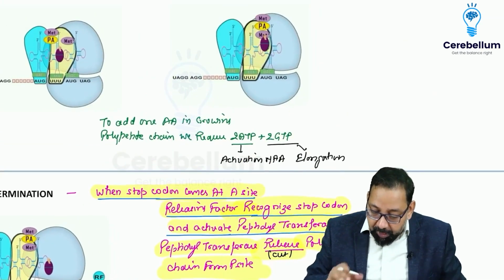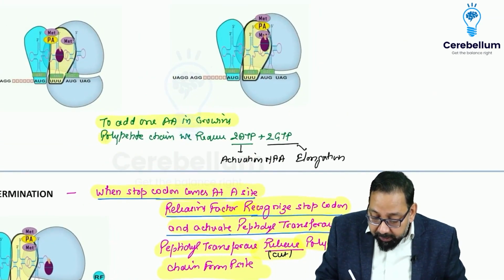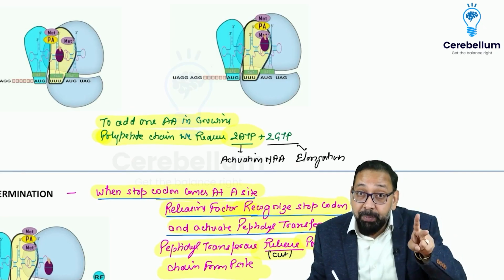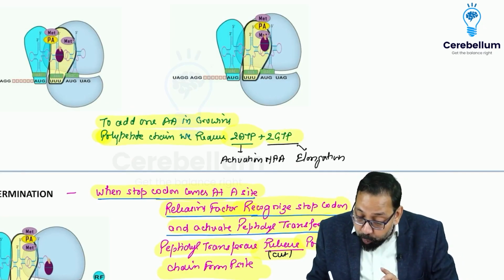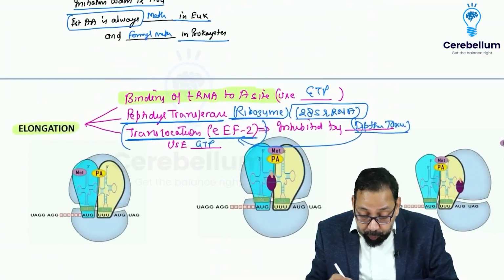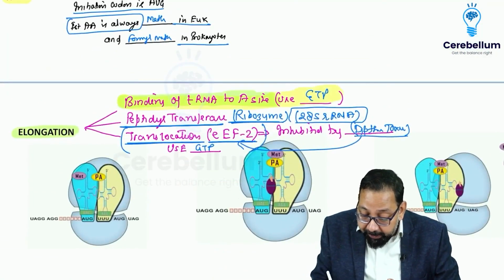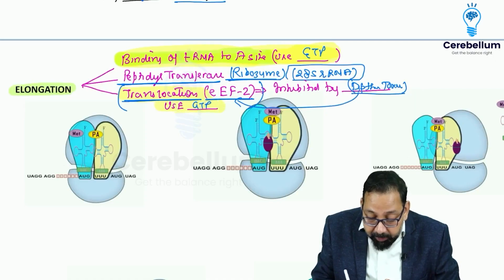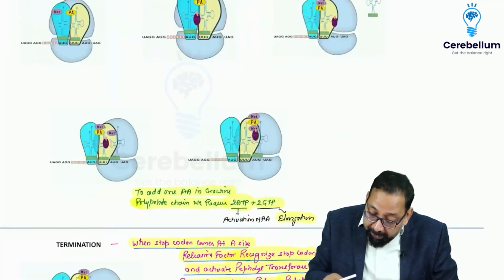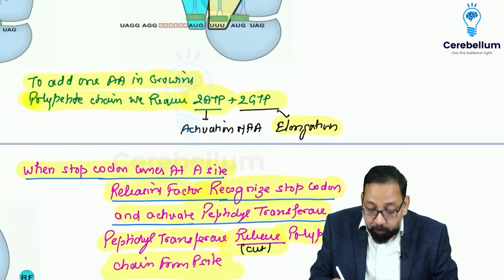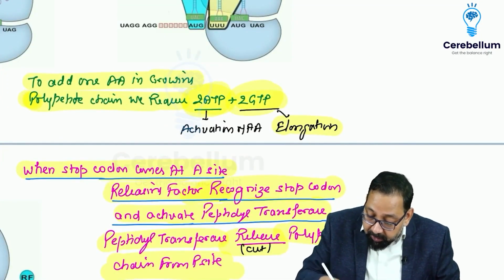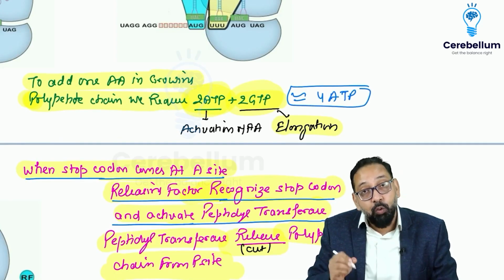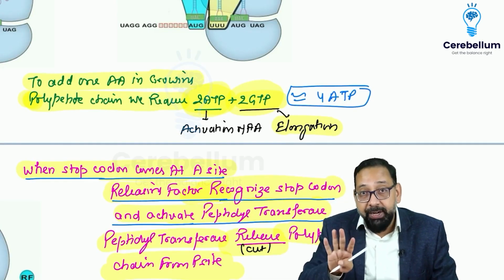And a question is asked: to add one amino acid in a growing polypeptide chain, how much energy is required? In activation of the amino acid, 2 ATPs are required, and 2 GTP in elongation. I told you, in elongation, 1 GTP for binding of transport RNA to the A site, and 1 GTP for translocation. So to add one amino acid in a growing polypeptide chain, we require 2 ATP plus 2 GTP. Sometimes in a question you will find 4 ATP because 2 GTP are equivalent to 2 ATP. So a net of 4 ATPs are required.